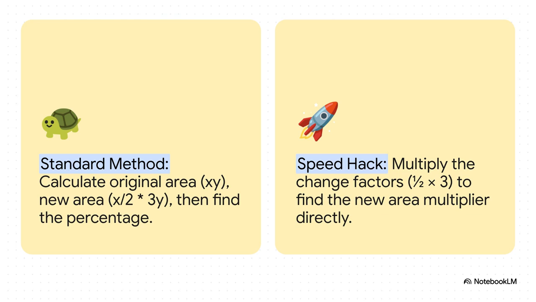So the standard way is slow. You'd say the original area is x times y, the new area is x/2 times 3y, which is 3/2 xy. Then you'd have to calculate the percentage increase. It works, for sure, but it takes precious time. Let's try the hack.